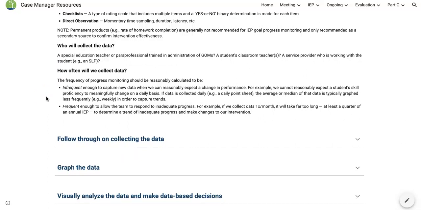Sometimes the measure itself has a recommended time frame for when they want the data collected, just because it's based on more scientific principles. But that frequency can, in some cases, be left up to you as the case manager to determine what makes the most sense.